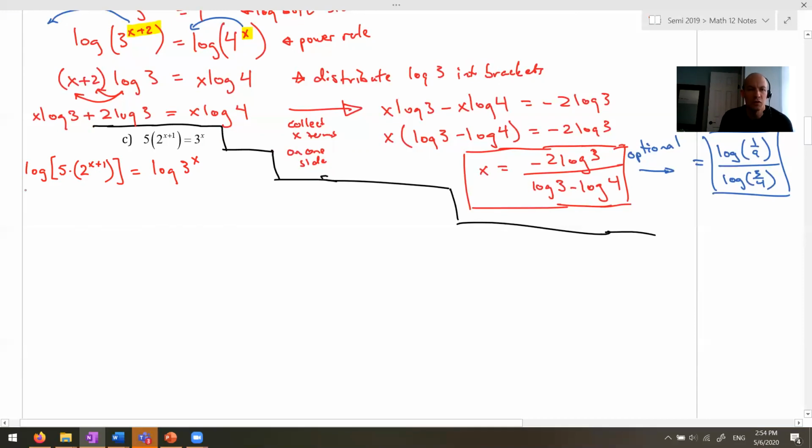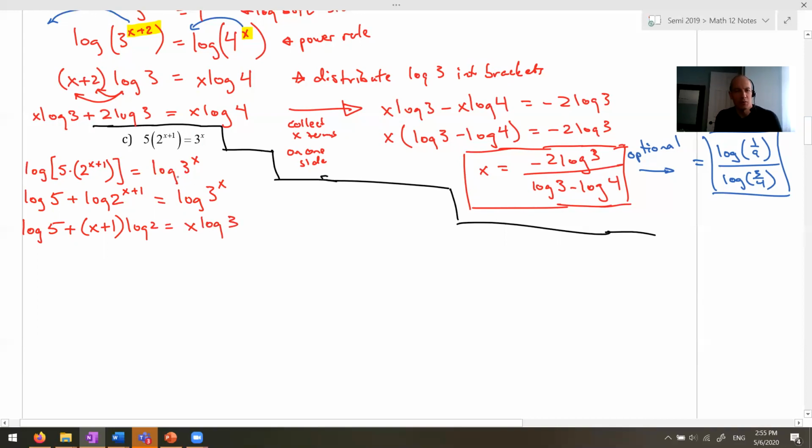So what I have to do is first use the product rule, where I've got log of 5 times 2 to the x plus 1. This is going to get split up into log of 5 plus log of 2 to the x plus 1. And then the other side is going to be log of 3 to the x. Okay, at this point, now I can use my power rule where it applies. So here, I can bring down the x plus 1. And then here I can bring down the x. If you have not given any of this a try, I might recommend you trying it from here just to make sure you can do it.